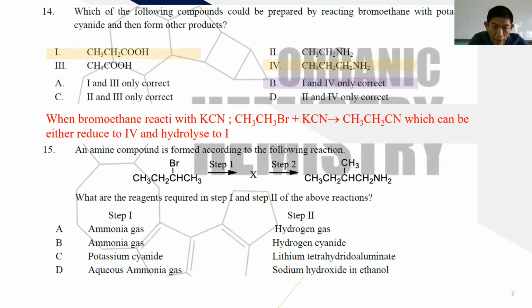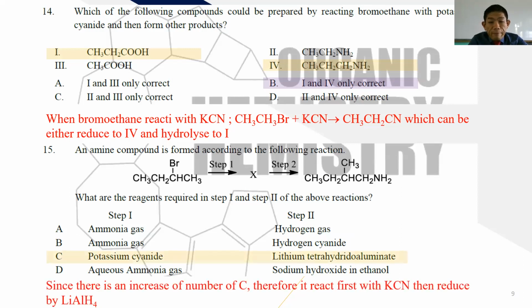Number 15, a compound is formed by the following reaction. You react 2-bromobutane with step 1 by X, and then with step 2, you form this one. If you notice from the beginning to the end, there is an additional increase of 1 carbon. When there is an additional carbon, the culprit behind that is definitely potassium cyanide. So you must form a nitrile first and reduce it to become the desired product here. So the best answer here is C. So that is for number 15.